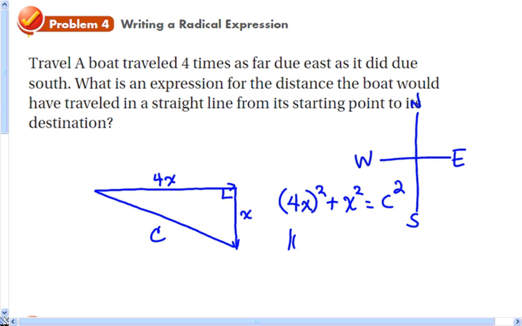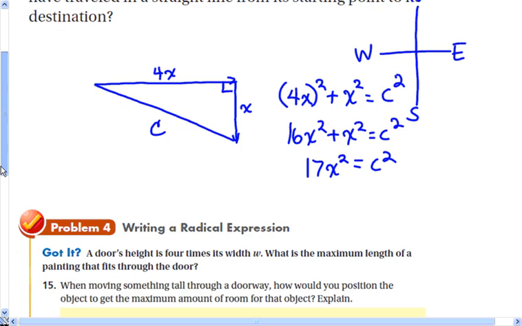So using Pythagorean theorem, we know that 4x squared plus x squared is equal to c squared. And simplifying that, we get 16x squared plus x squared is equal to c squared, and that's 17x squared is equal to c squared. Taking the principal square root of both sides, we get c is equal to the square root of 17x squared. And that is not in simplest radical form because we have a perfect square right there, x squared. So we're going to write that as x times the square root of 17 is equal to c.